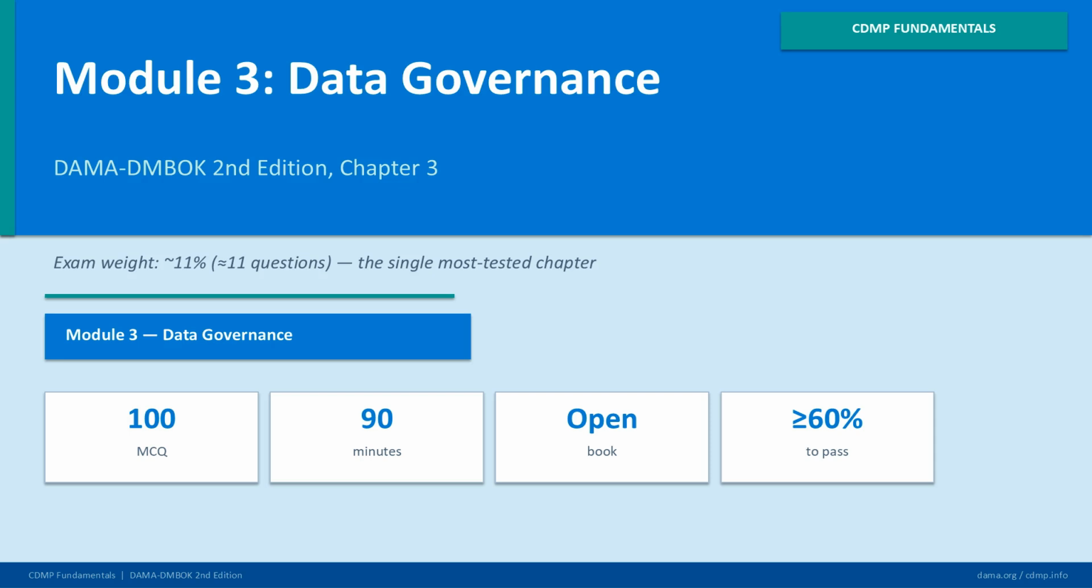Welcome to Module 3, Data Governance, and pay close attention, because this is the single most important module in the entire course. Data governance carries about 11% of the exam, roughly 12 questions, and it sits at the very center of the DAMA wheel for a reason. It guides every other data management function. If you master this chapter, you'll pick up more exam points here than anywhere else. So let's give it the focus it deserves.